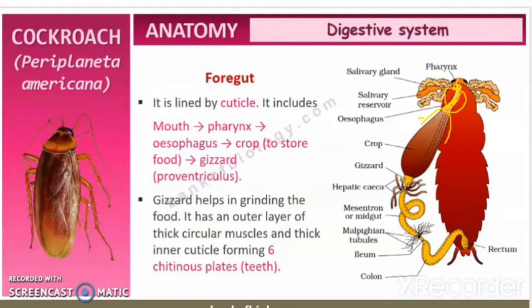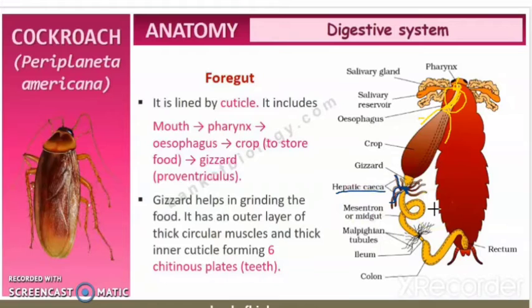So where is the junction here? This part is the junction. You can see in this junction the blue colored part, no? From this junction, you can see 6 to 8 tubules which are coming out, right? These are the blind tubules and they are called hepatic caecae or gastric caecae.